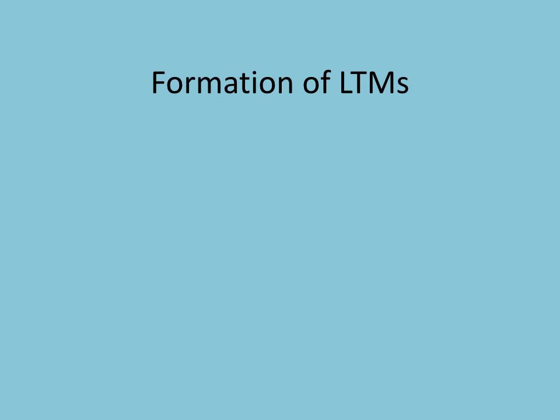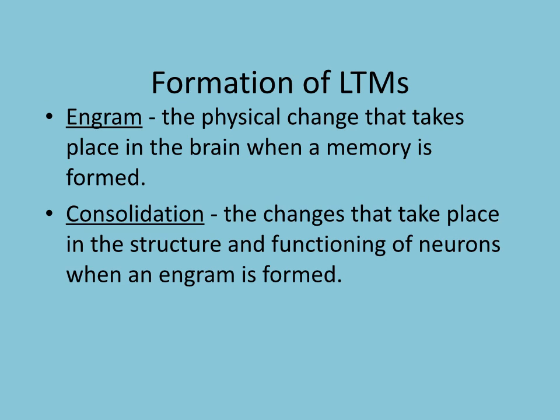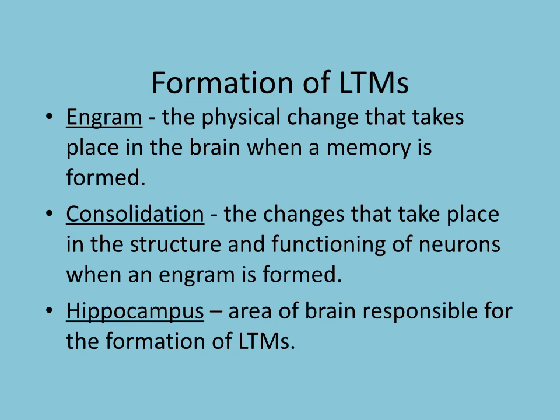Now, when we talk about the formation of long-term memory, we have to think of engrams, or a physical change that takes place in the brain when a memory is formed. There's literally a spark of creation when memories are made, which is pretty cool. Now, consolidation is the change that takes place in the structure and functioning of neurons when an engram is formed. So neurons are starting to mold together in order to create this new memory. All of this happens in the hippocampus, which is responsible for regulating and controlling long-term memories.